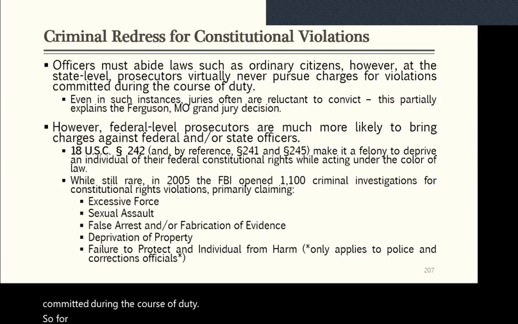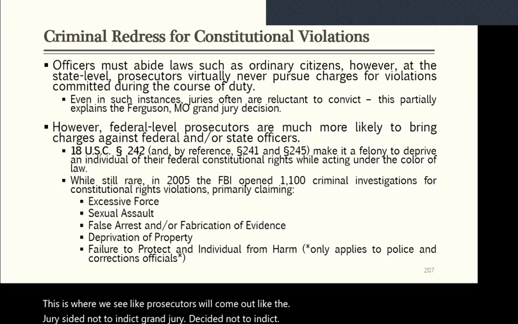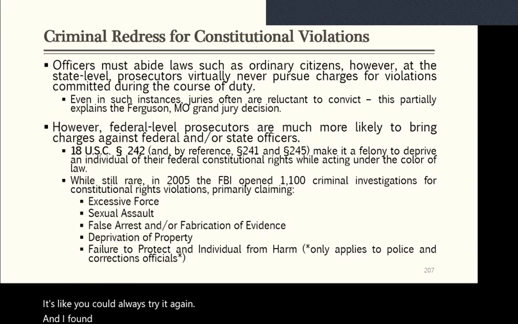this is where we see prosecutors will come out and say, oh, the jury decided not to indict. The grand jury decided not to indict. And it's like, well, you can always try it again. And they're like, no, double jeopardy. I'm like, no, that doesn't apply.